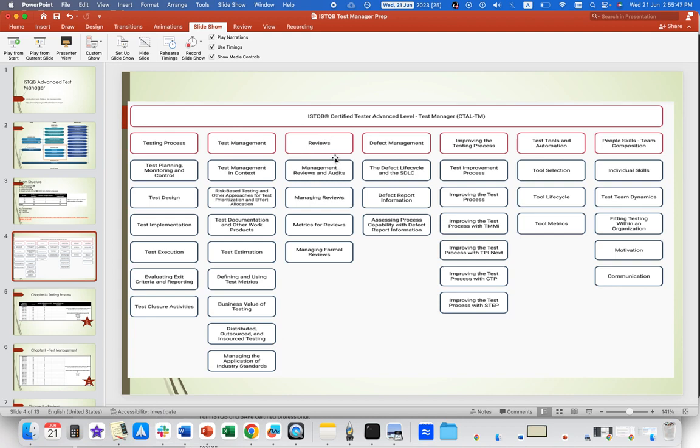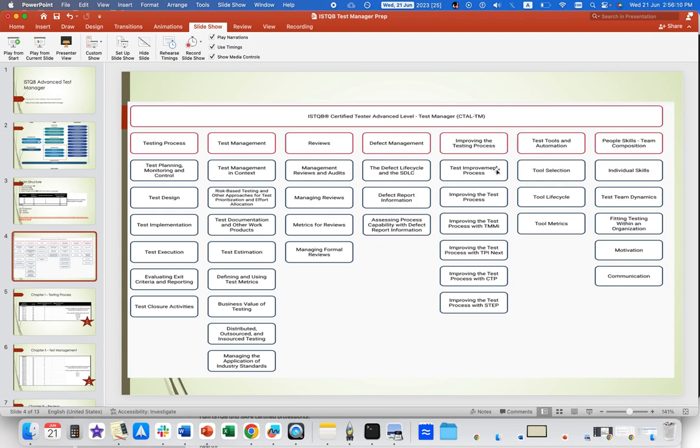And then reviews. Reviews covers management reviews, audits, how we are managing the reviews, metrics for reviews, and managing formal reviews. This is all part of reviews. Then defect management shows the defect life cycle and the SDLC, defect report information and what it should contain, then assessing process capability with defect report information.